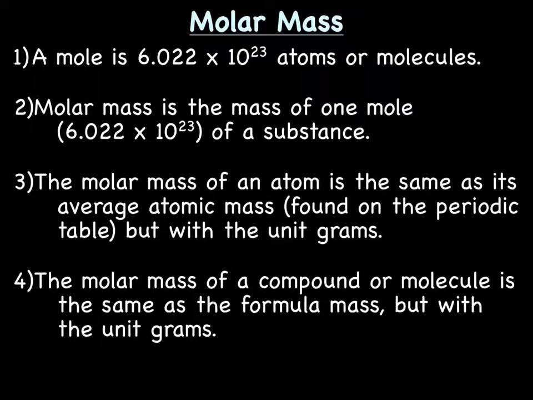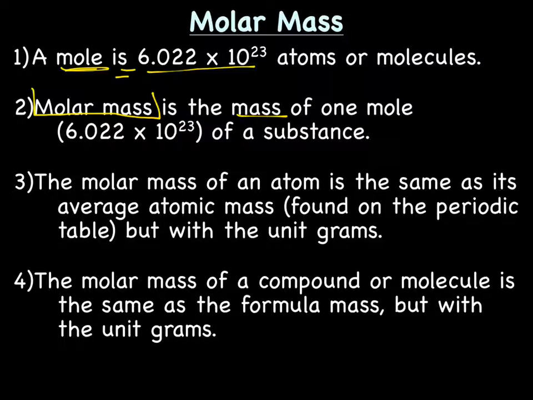All right, let's talk about molar mass. Again, remember that a mole is 6.022 times 10 to the 23rd of something. Atoms or molecules, because we're talking chemistry. So the molar mass is the mass of one mole, or 6.022 times 10 to the 23rd of something. All that means is that if I had 6.022 times 10 to the 23rd of something and weighed it, I would call that its molar mass.